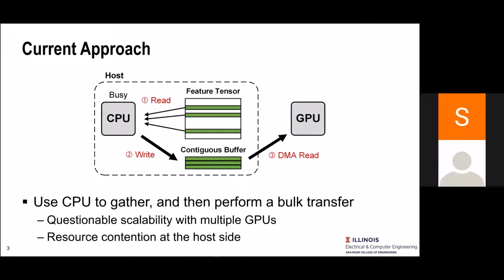By using the CPU together with DMA to perform bulk transfer, there are two issues. The first is scalability with multiple GPUs. For example, right now we have only one CPU, or let's say one CPU socket. But if there is a growing number of GPUs, each CPU socket needs to deal with more data transfers to provide the data to the GPUs at the right time. Second, there is resource contention at the host side. Again, the CPU will start to become the throttle, or the bottleneck, of the whole data transfer during the training.